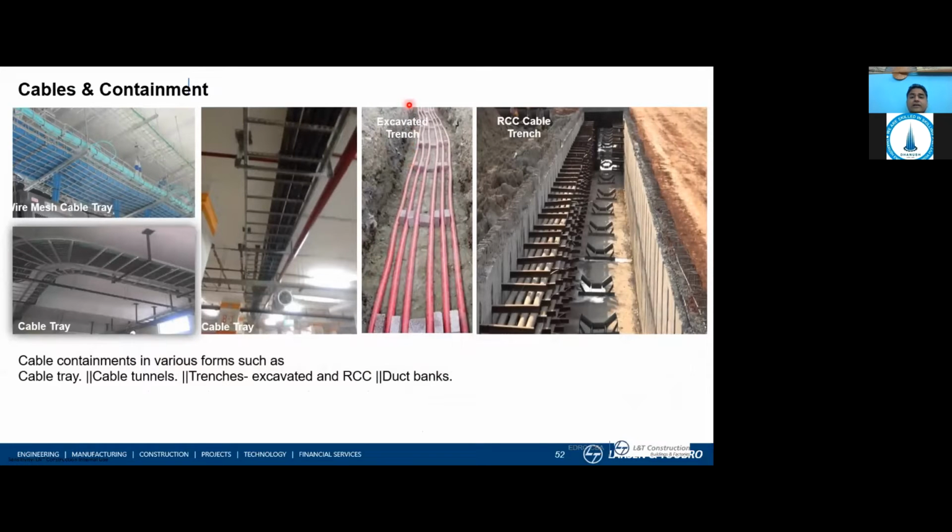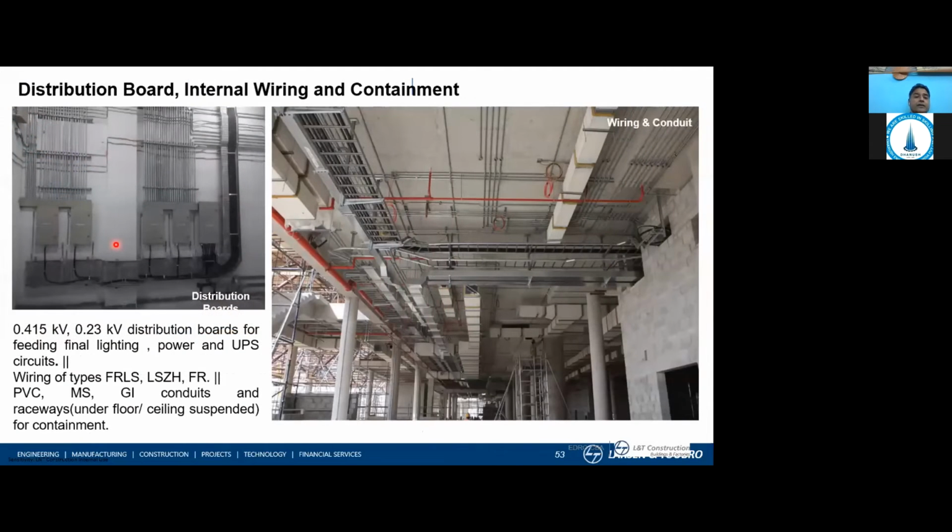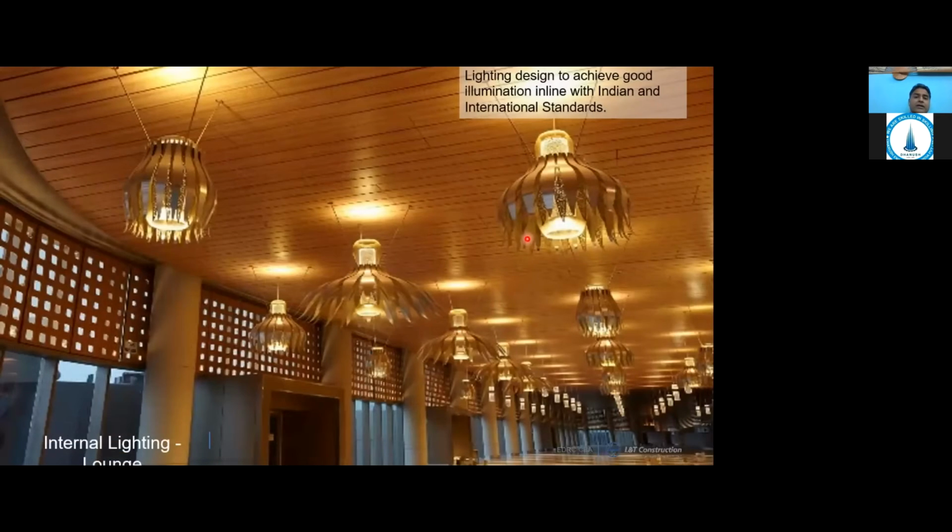This is an excavated trench arrangement. This is an RCC trench arrangement. This is the cable tray in the ceiling level. This is the final distribution board where the conduits are. All these things you can see here. This is an in-progress site photo where all these things are extensively coordinated.